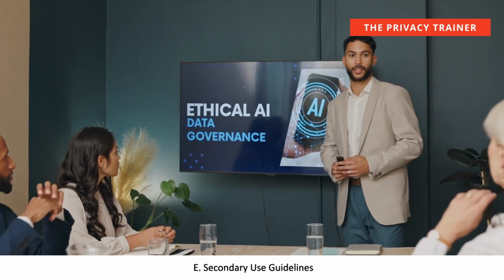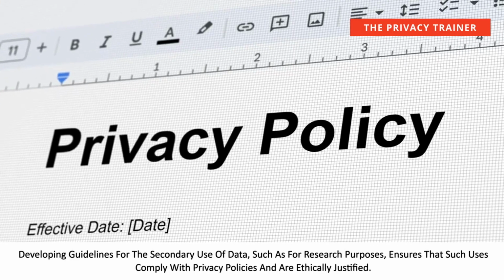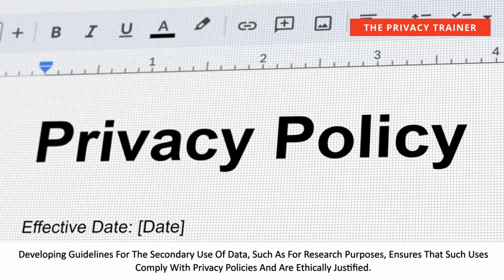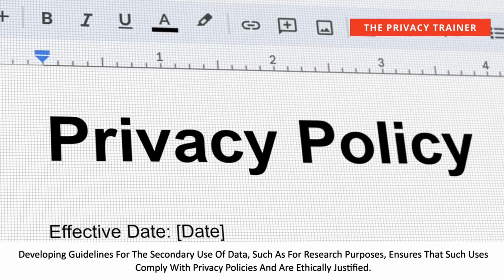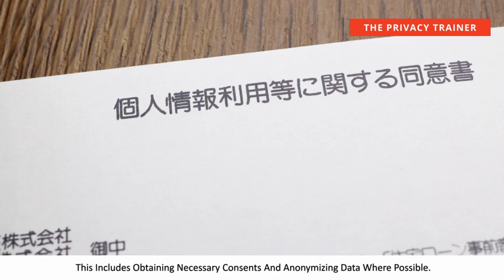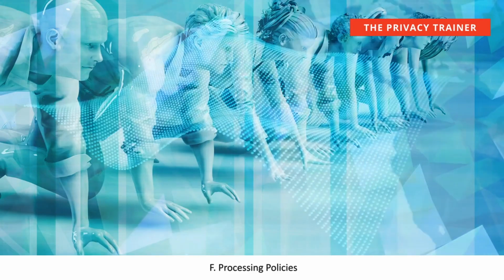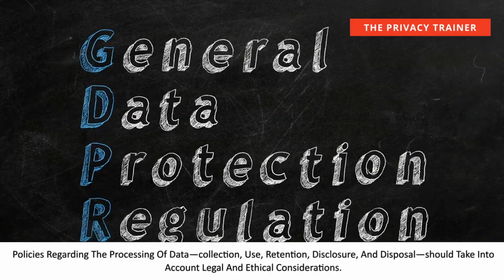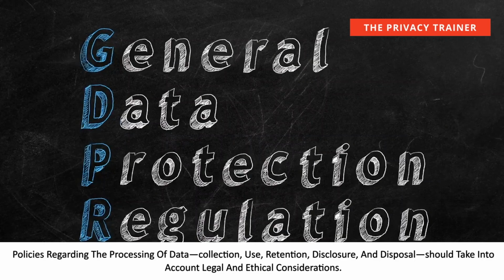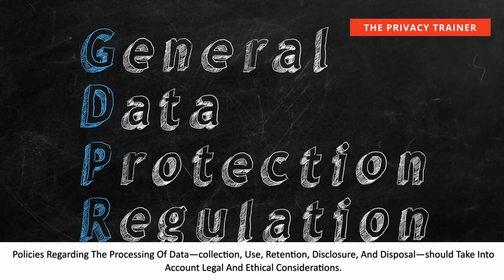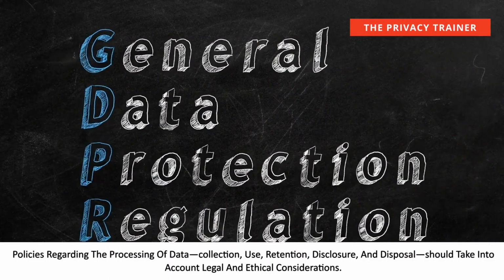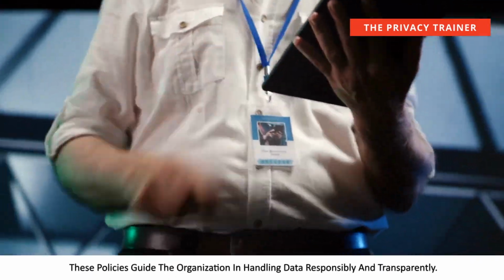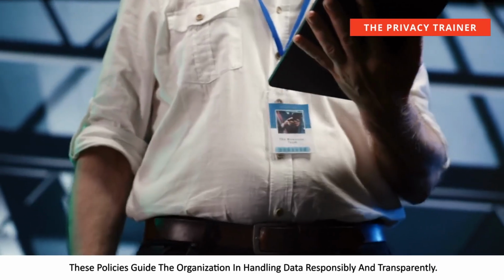E. Secondary use guidelines. Developing guidelines for the secondary use of data, such as for research purposes, ensures that such uses comply with privacy policies and are ethically justified. This includes obtaining necessary consents and anonymizing data where possible. F. Processing policies. Policies regarding the processing of data, collection, use, retention, disclosure, and disposal, should take into account legal and ethical considerations. These policies guide the organization in handling data responsibly and transparently.